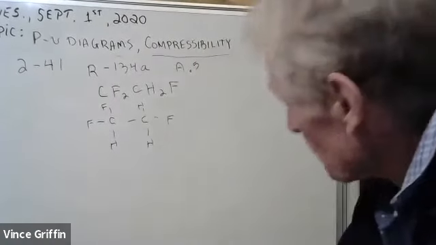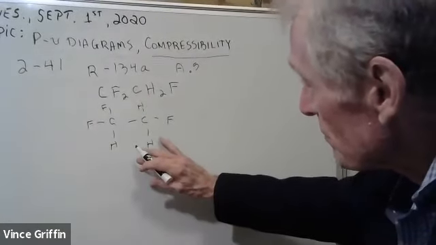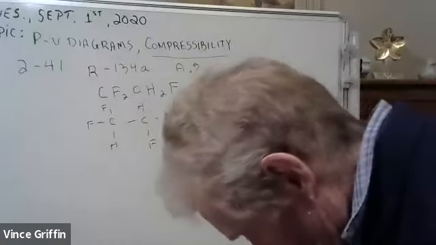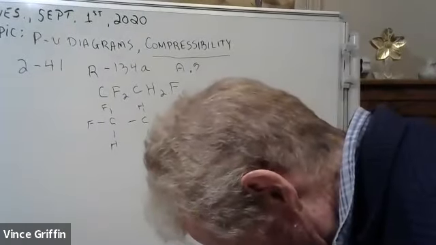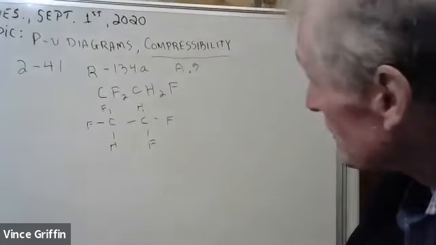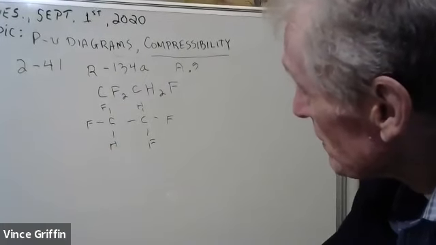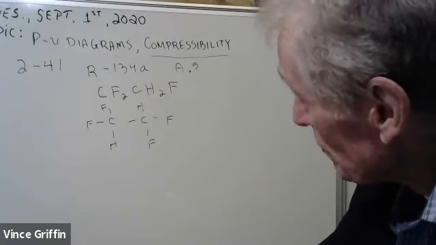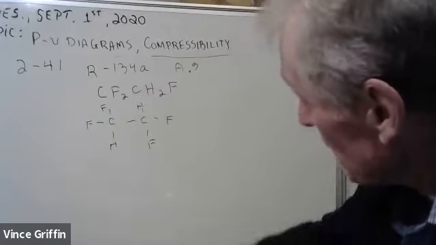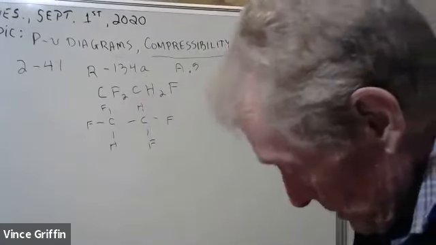I've got 4 F's. I'm missing an F. 4 F's and 2 H's. Yeah, that's it. That is the structural formula for refrigerant R134A. It tells you that on table A.5.